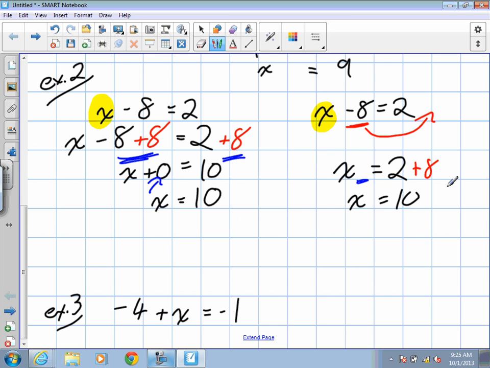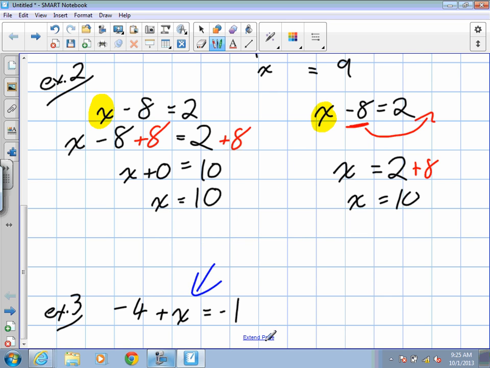So though they call them one the balance method, the other one called the opposite operation, this is considered balance, this is considered opposite operation, they are identical. The exact same thing. There is no difference. Just some people find one way faster than another. Okay? So on this one, we're going to focus on the shortcut here.